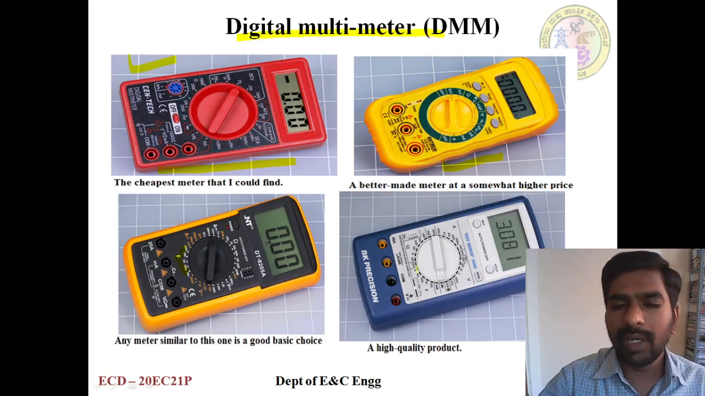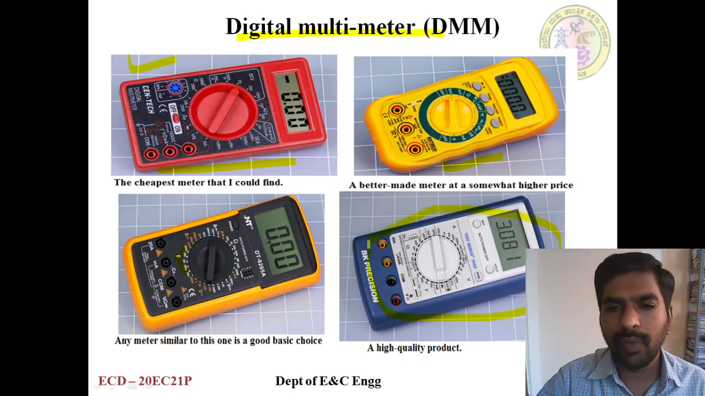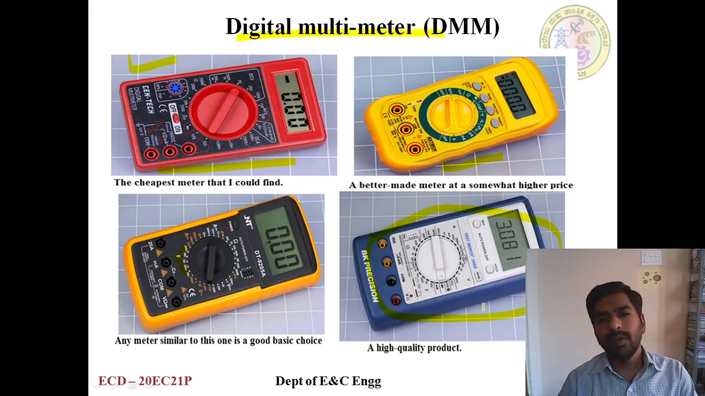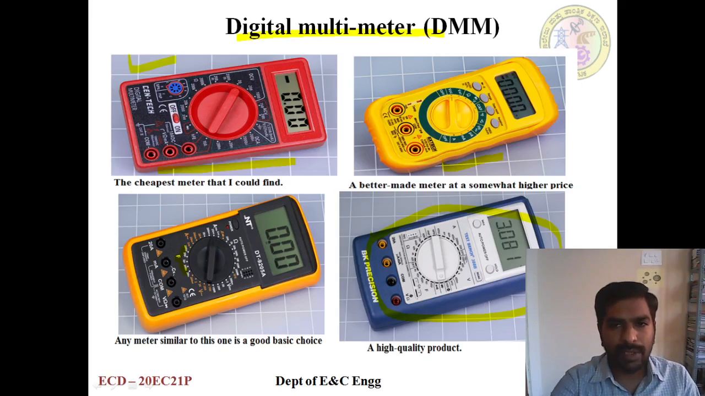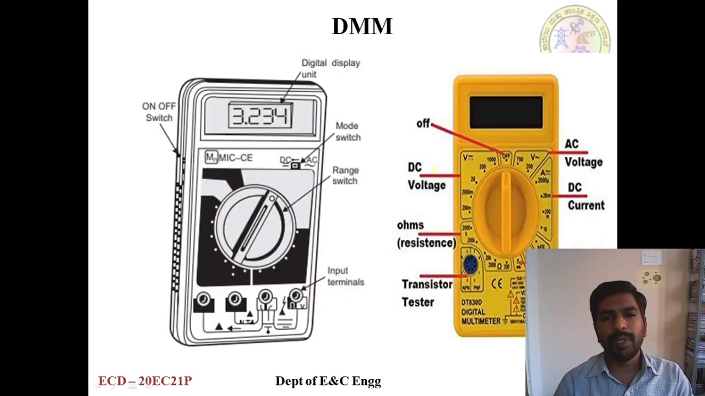There is a more costly, high quality digital multimeter available. You can see how it looks. So these are the different versions of multimeters available in the market. You can take any one to do your lab experiment also. In our laboratory, we have all these three, up to some good quality multimeters available in our laboratory.